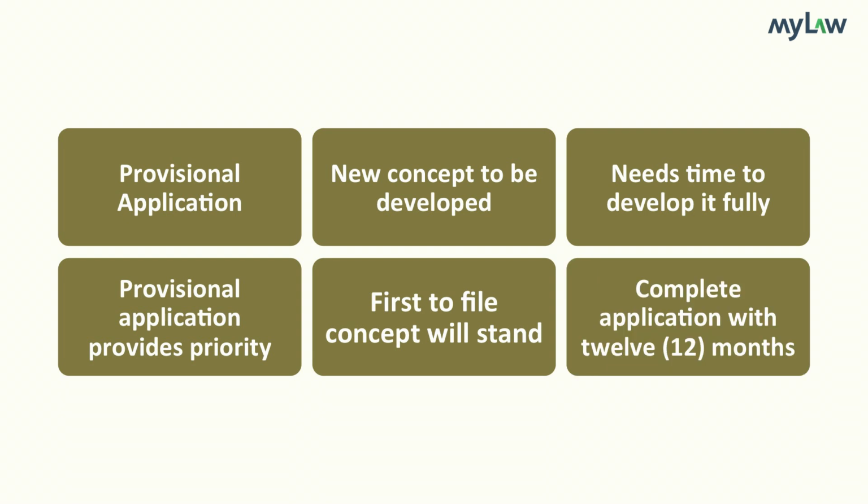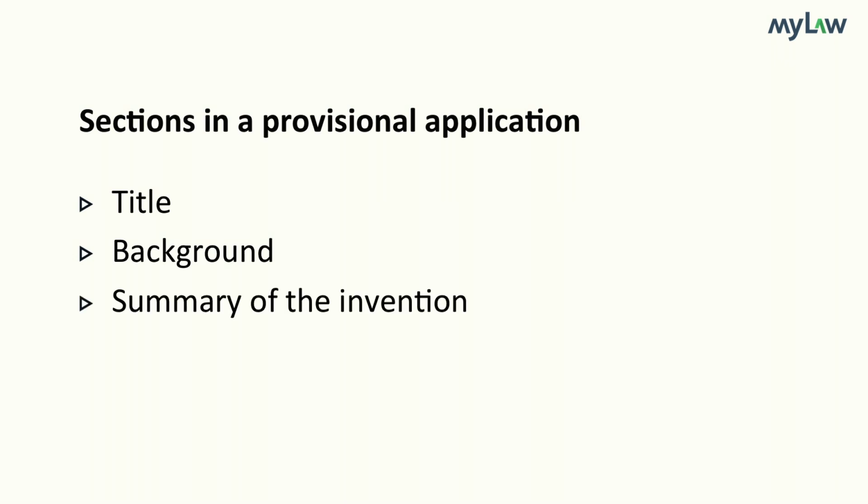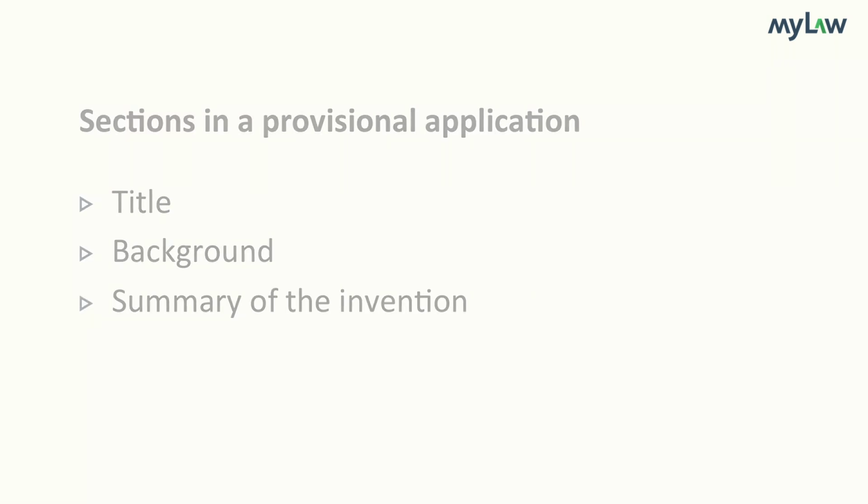The caveat is that the inventor, after filing the provisional application, has to file a complete application within 1 year of the provisional filing date. Effectively, this means that the inventor earns 12 months more before he can file a complete patent specification, and he can use the same time to develop the invention further. The provisional application should contain the title, background, and the summary of the invention.